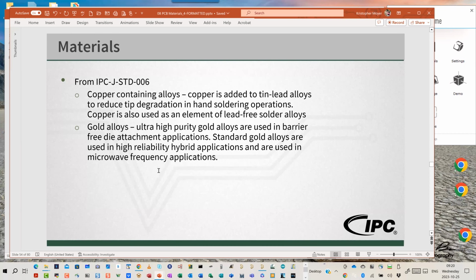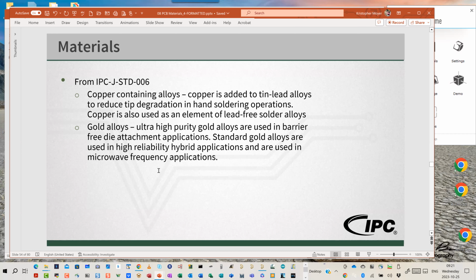Copper-containing alloys. Copper was added to tin lead alloys to reduce tip degradation in hand soldering. Again, this is back in the day when the majority of commercial soldering was done by humans, technicians at a soldering station with a soldering iron, and they were just soldering day in, day out, all day long. So anything you could do to get more life out of your soldering iron was considered a bonus. So adding copper to tin lead. Copper is also now one of the primary elements used in lead-free solder alloys. More on that in a minute.